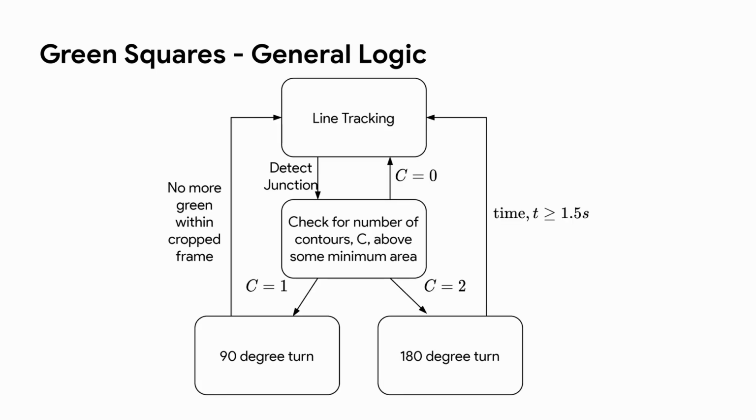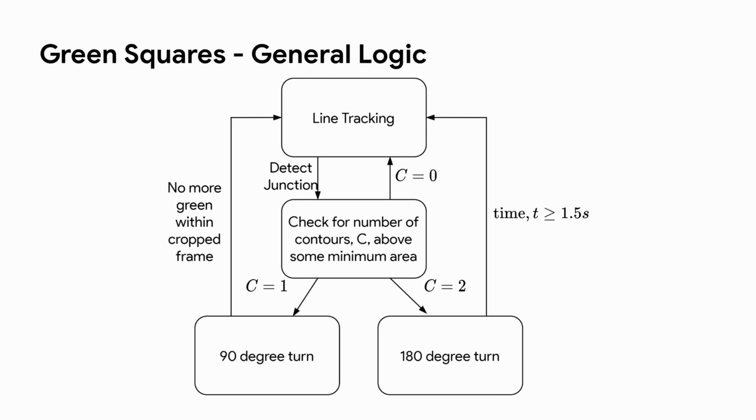Okay, so on the general logic of the green squares, if there's no contour, we just return back to line checking. But if there's one contour, it means that there's one green square and we perform a 90 degree turn in the specified direction, which we have found just now. Afterwards, just return back to line checking.